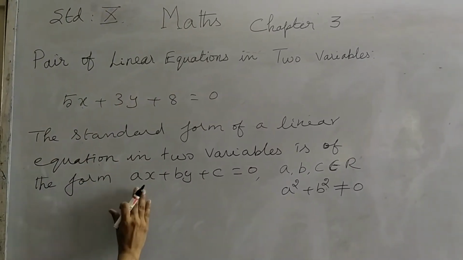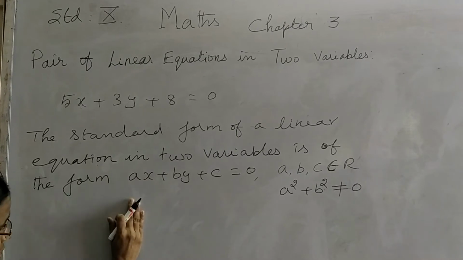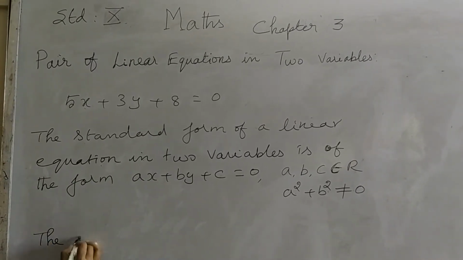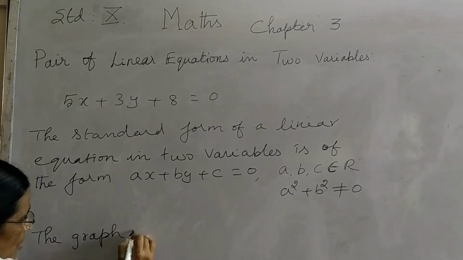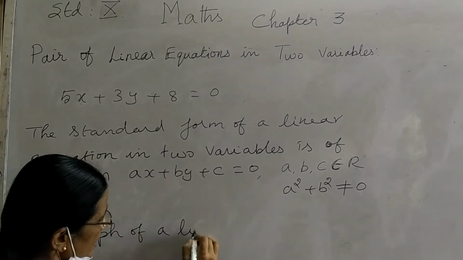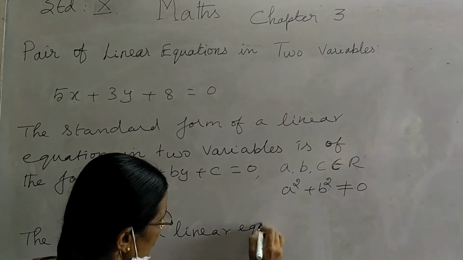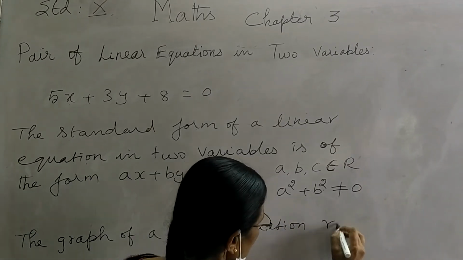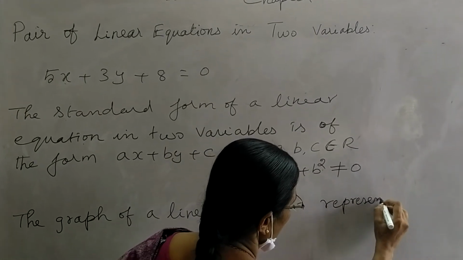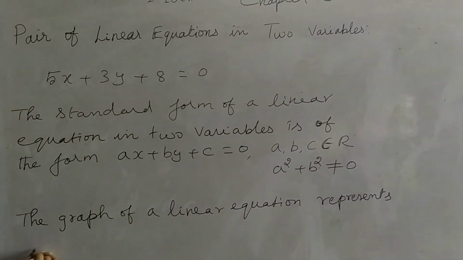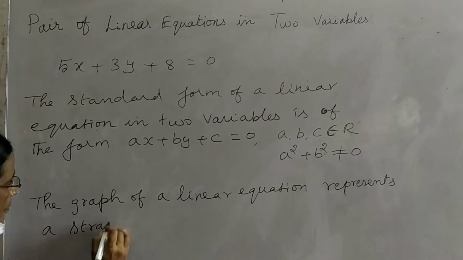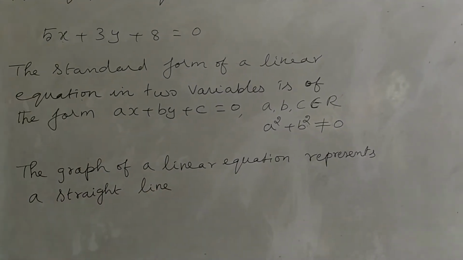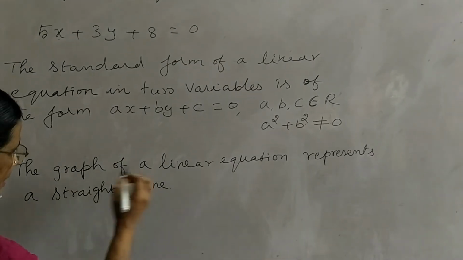If we draw the graph of any linear equation, it represents a straight line. So I write that as the next point: the graph of a linear equation, whether it is in one variable or two variables, always represents a straight line. So if we draw the graph of any linear equation, we will get a straight line.